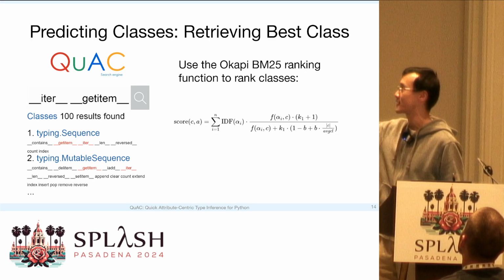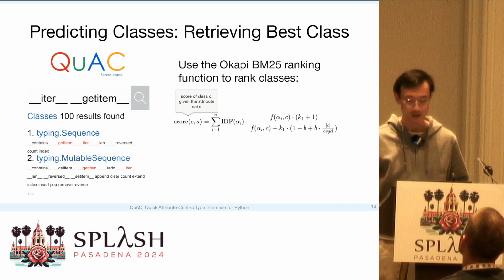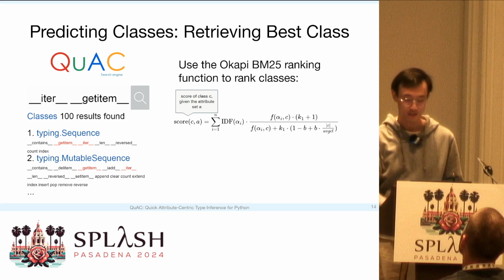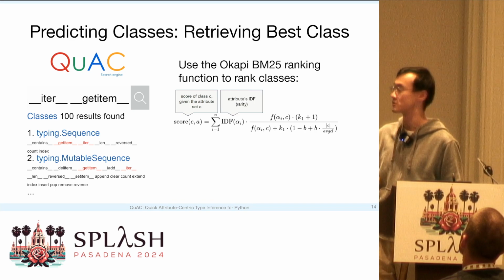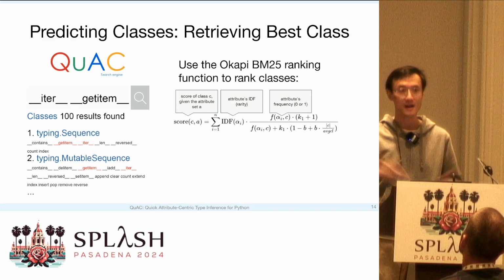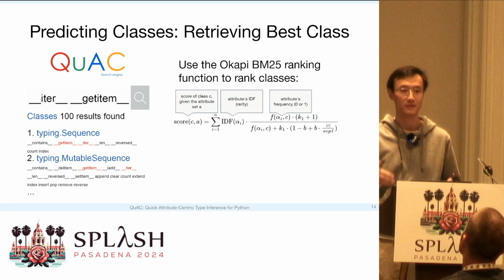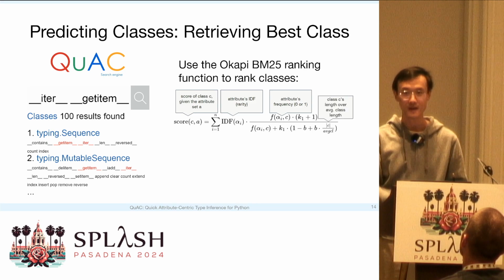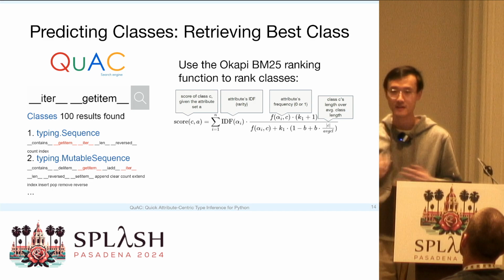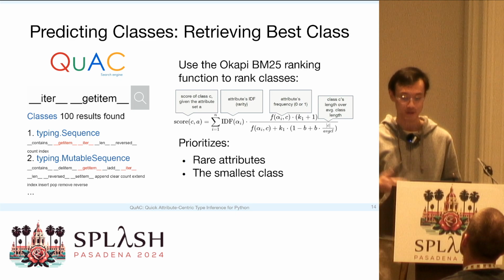The score of a candidate class is as follows. So in this formula, we consider all the attributes in the attribute set, the IDFs or rarity of those attributes on all classes, the frequency of attributes within that candidate class, which is either 0 or 1, depending on whether the attribute is absent or present, as well as the candidate class's length in relation to the average class length. So with the BM25 ranking function, we can prioritize rare attributes and the smallest class that satisfies an attribute set.